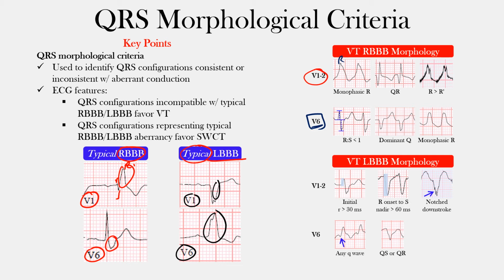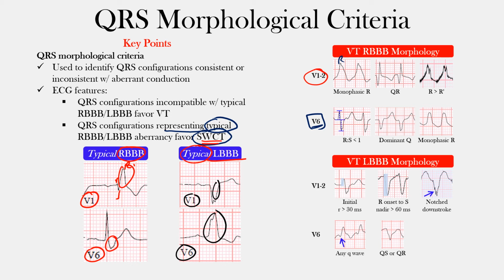So in other words, what we're saying is if you have a wide complex tachycardia and it looks like a typical right or left bundle branch block, then it's most likely a supraventricular wide complex tachycardia. Okay, so QRS configurations representing the typical right or left bundle branch block configuration is most likely a supraventricular rhythm, okay, with some aberrant conduction.